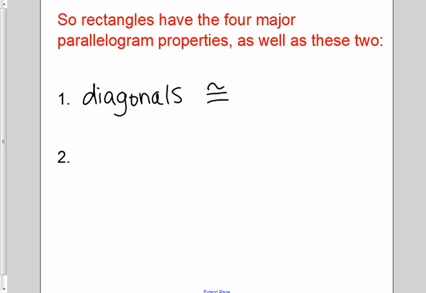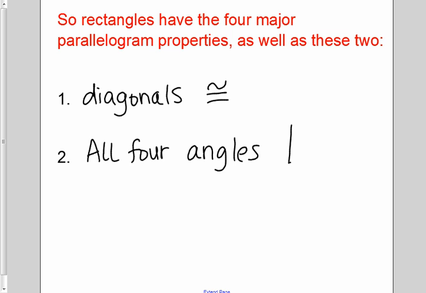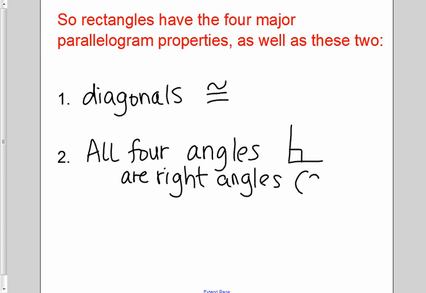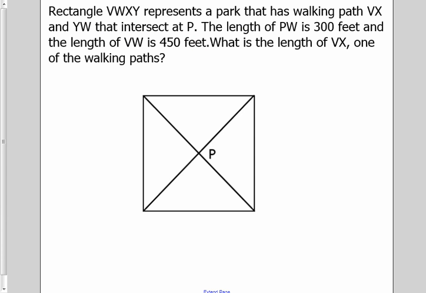So with rectangles, we also know that the diagonals are congruent and all 4 angles are right angles. Okay, that's a little symbol there. You know, right angles measure 90 degrees, right? Or they measure 90 degrees, not add up to 90 degrees. They measure 90 degrees. Okay, so knowing that, we're going to go ahead and do this problem here.